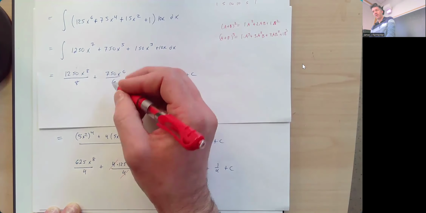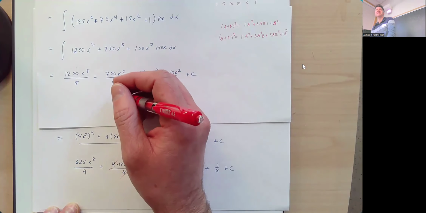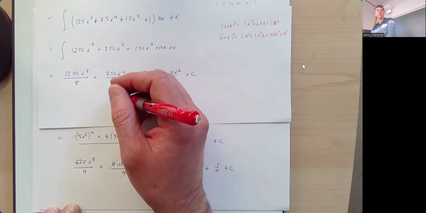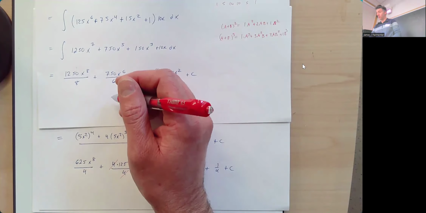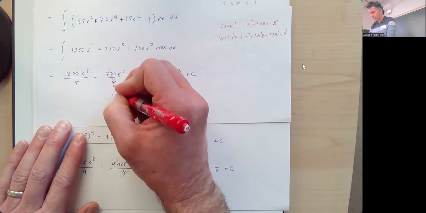And 750 divided by 6 is also 125. 750 divided by 3 is 250. 250 divided by 2 is 125. So cool, that works out as well.